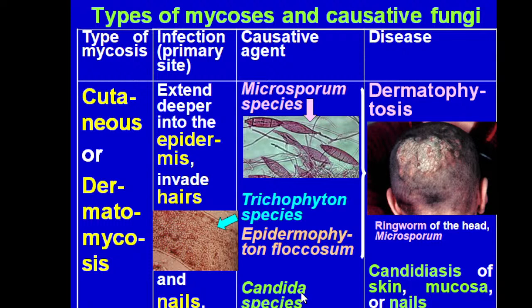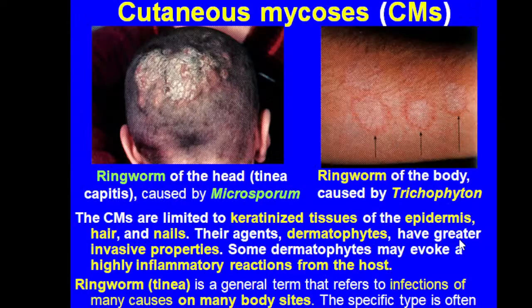And you can see what dermatophytosis may look like. There's a ringworm of the head caused by Microsporum, right? And cutaneous mycoses, because they go deeper, cause hypersensitivity reactions. Because they have more strong invasive properties, they cause strong inflammatory reaction from the host.